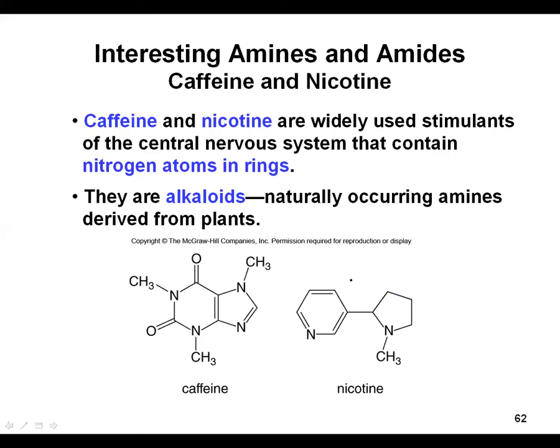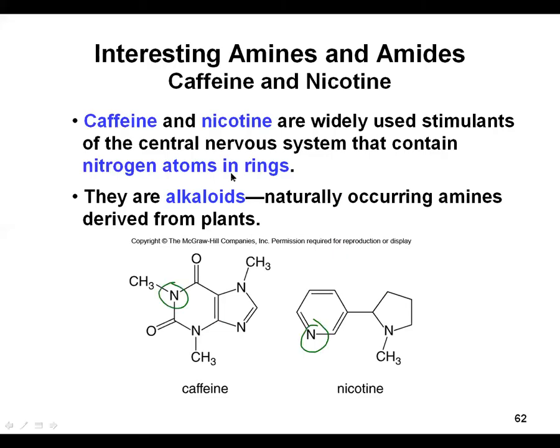Now, some amines and some amides: we have caffeine and nicotine. They are also nitrogen-containing groups, and they're called alkaloids. And here we can see our caffeine down here, and we have our nicotine over here. Again, we have our nitrogen-containing groups, and our amide and our amine. And that is it for this chapter.